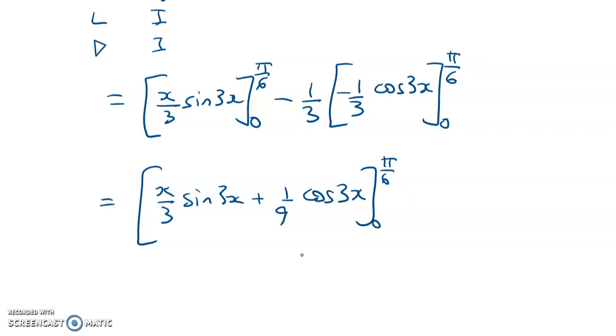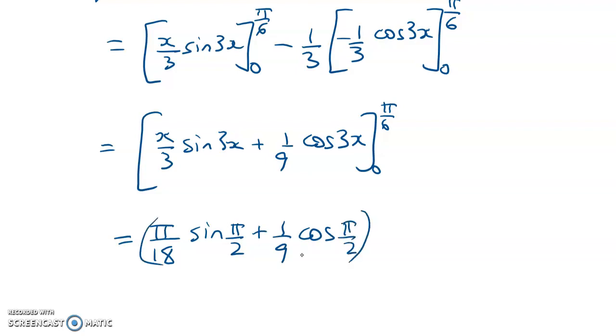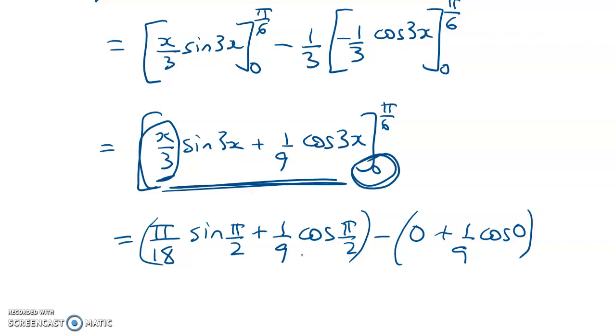Okay, so we're done. Right, so you can see that this really is a straightforward IBP question, but we've got to substitute in without screwing it up. So let's try and do that. Pi on 6 on 3, pi on 18 times sine of 3 pi on 6, pi on 2. Don't substitute that in your head just yet, or you'll probably screw it up. 1/9 cos of pi on 2 minus, now here we've got 0 because of the x on 3, 0 plus 1/9 of cos of 0, which is of course 1. So look, we've got a bottom limit that does not give us 0.